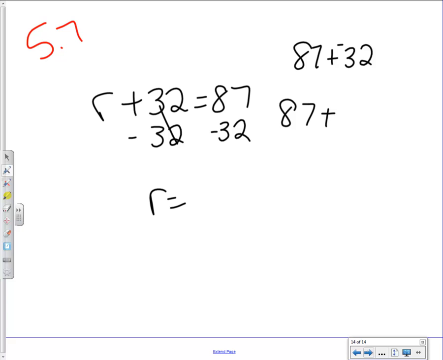So 87 plus a negative 32. Signs are different. Subtract and take the sign of the bigger number. So the answer is going to be a positive. When I subtract, I end up with 55. Final answer.